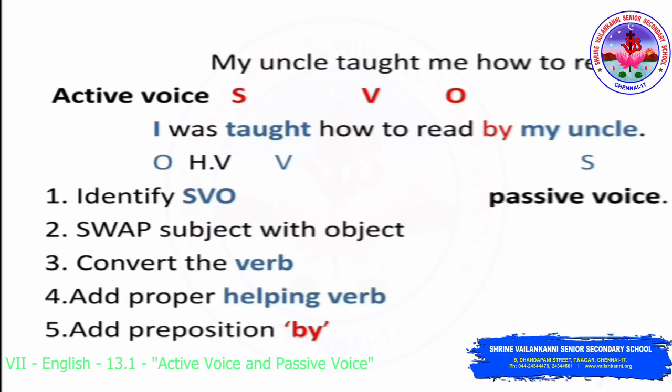Next, add the proper helping verb. This sentence is in simple past tense, so it is from the past. So, I am adding was. Was is the helping verb here. Now, I was taught how to read my uncle. So, the sentence is not finished yet. At the last, I will be adding the preposition by my uncle. I was taught how to read by my uncle. So, this is the passive voice.